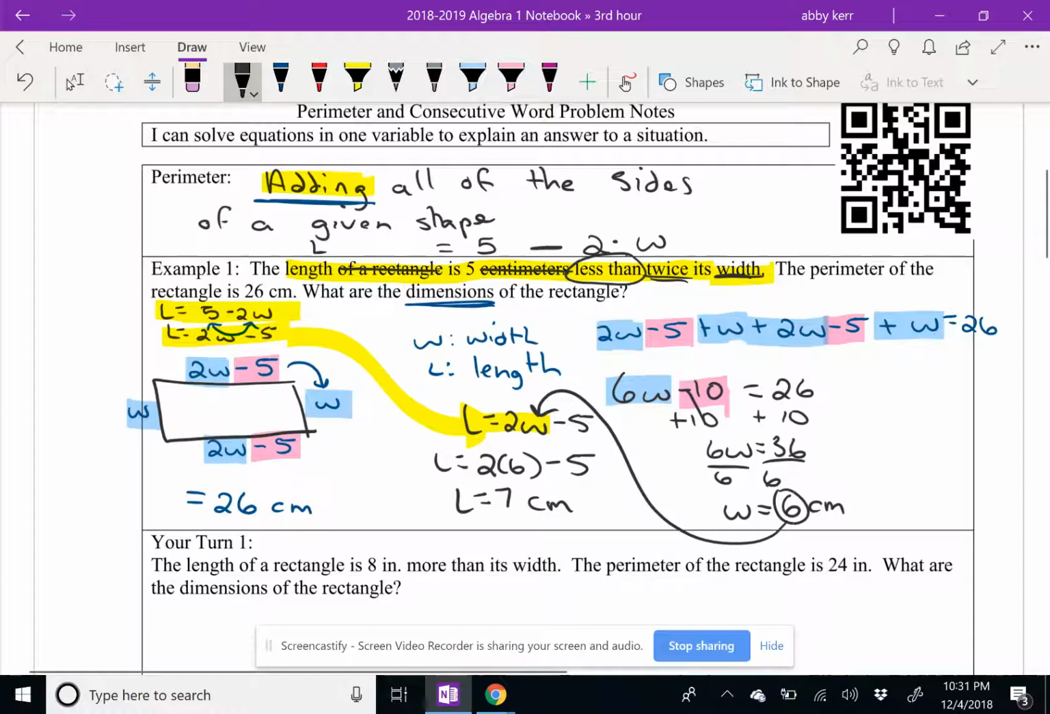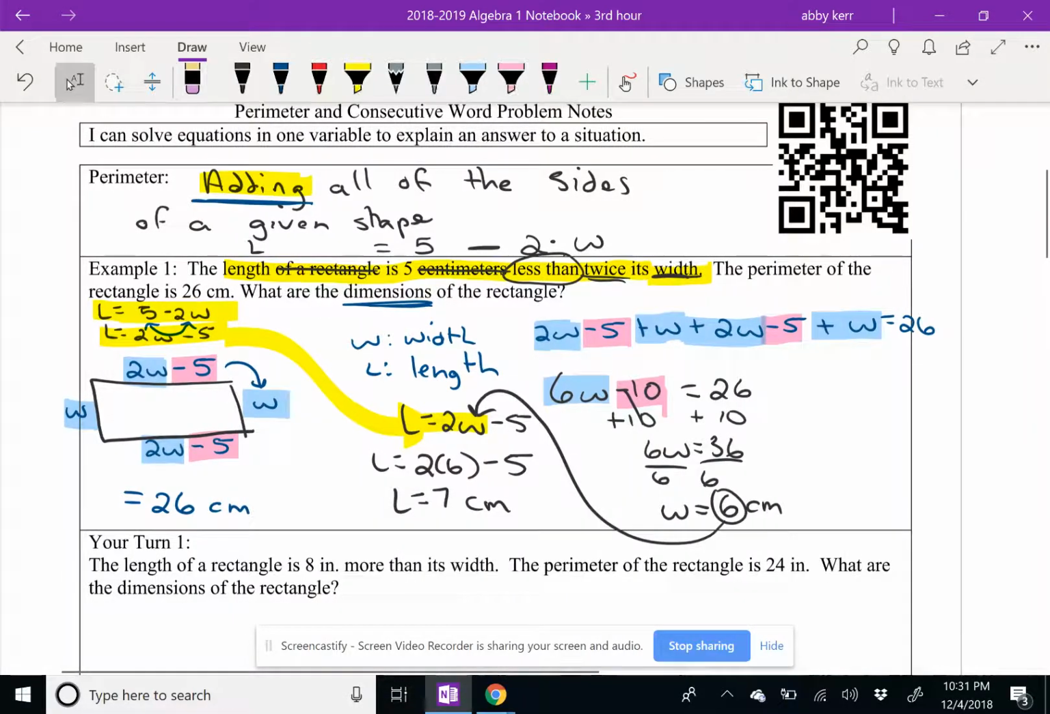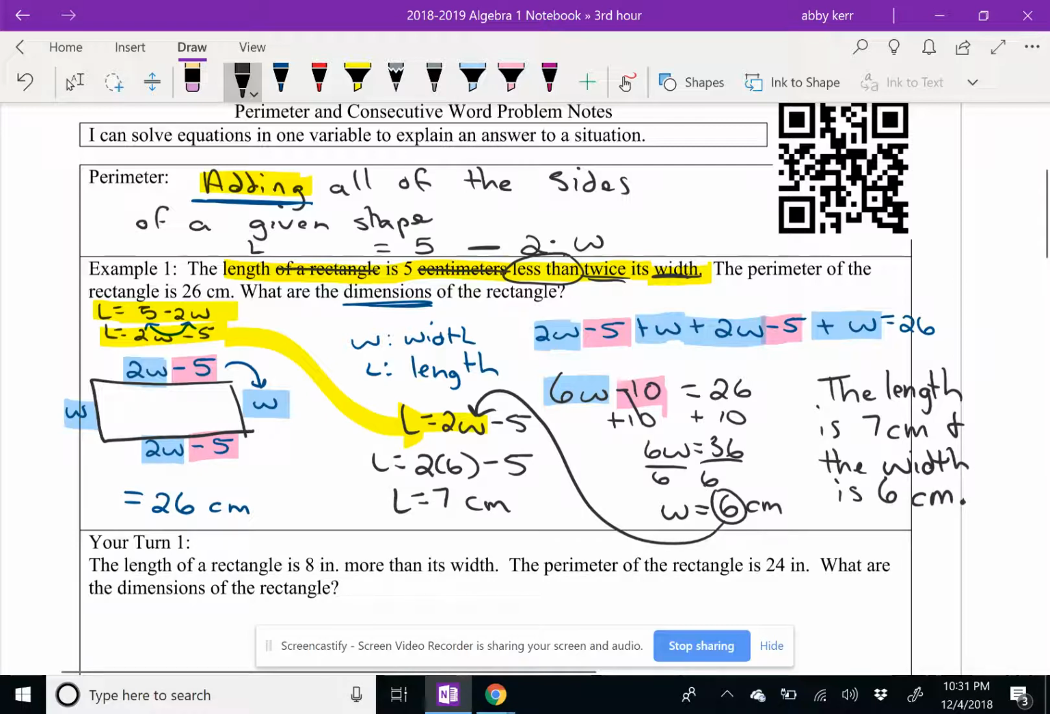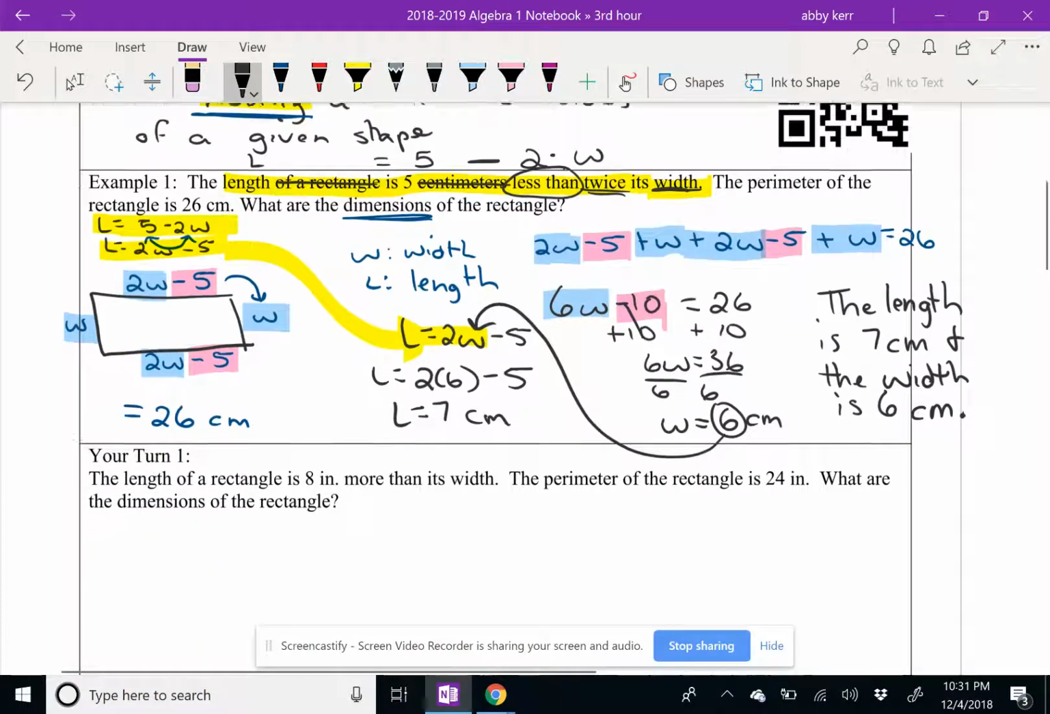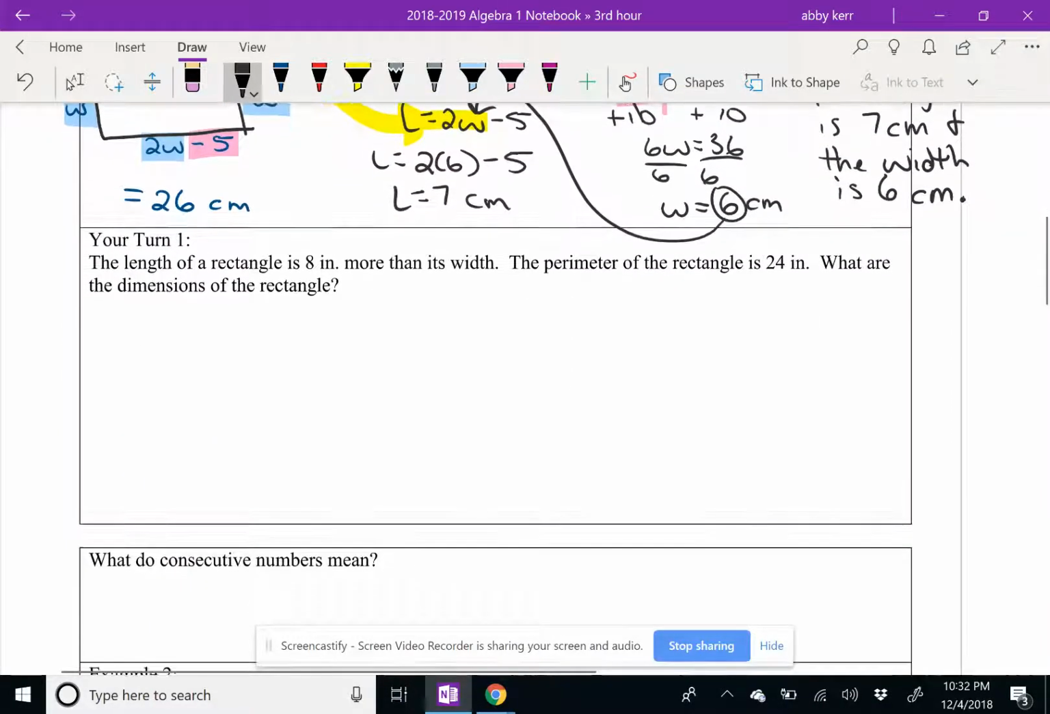And now we just write a simple sentence explaining what the 7 and 6 are, and then we'll go on to your turn. So the length is 7 centimeters. And the width is 6 centimeters. Make sure you use the units because that's going to be very important moving forward.